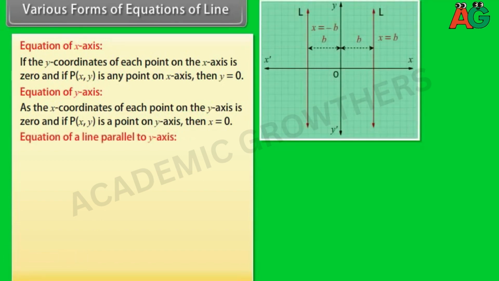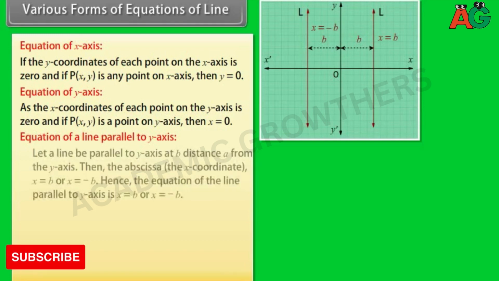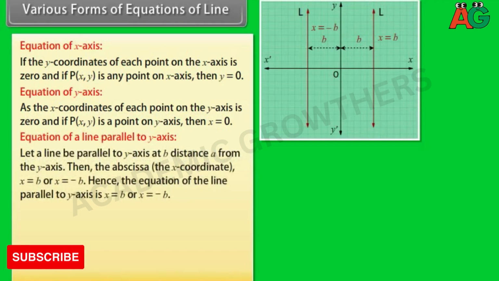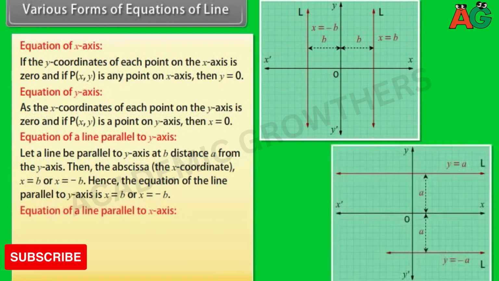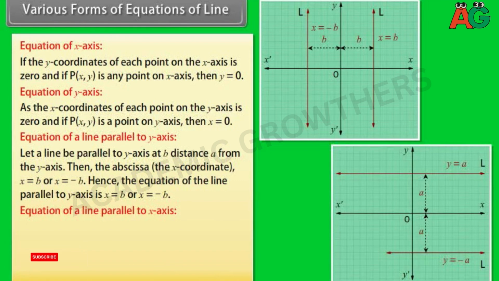Equation of a line parallel to y-axis. Let a line be parallel to the y-axis at distance b from the y-axis. Then the abscissa, the x-coordinate, x is equal to b or x is equal to minus b. Hence, the equation of the line parallel to the y-axis is x is equal to b or x is equal to minus b.